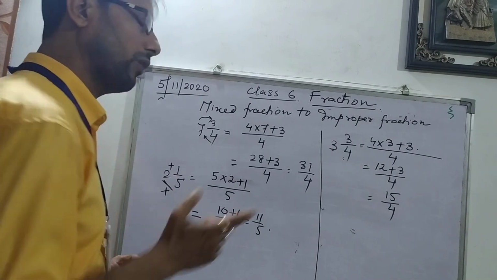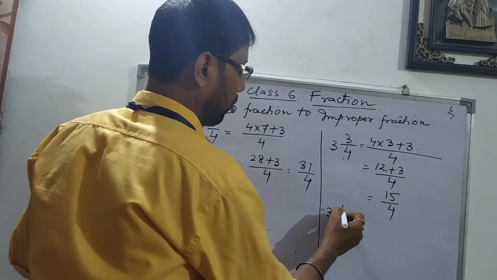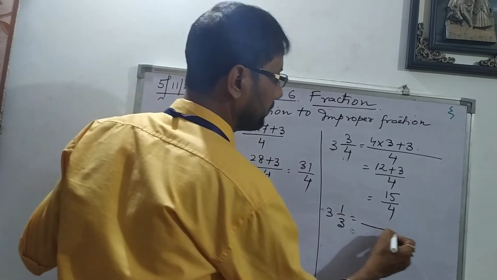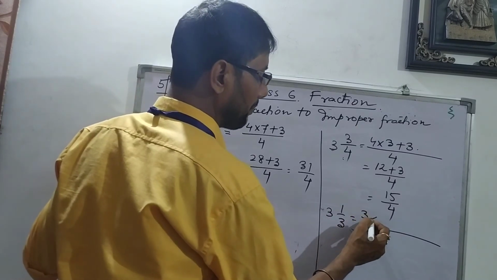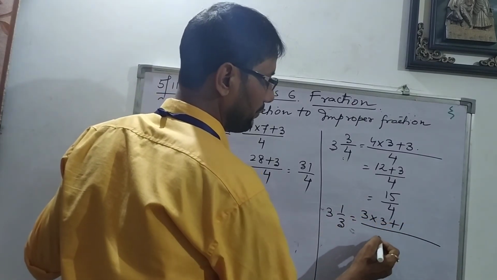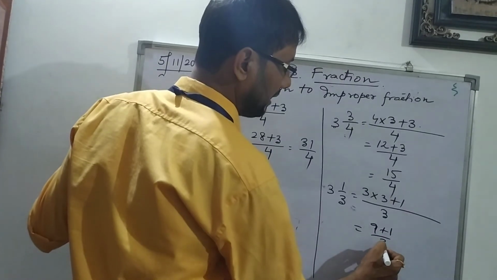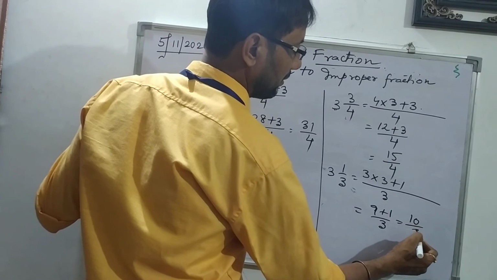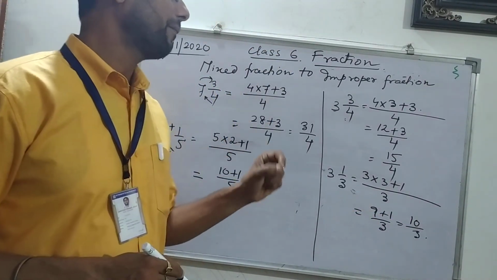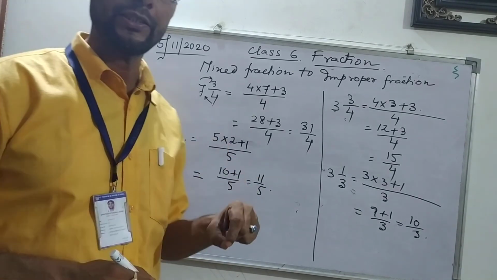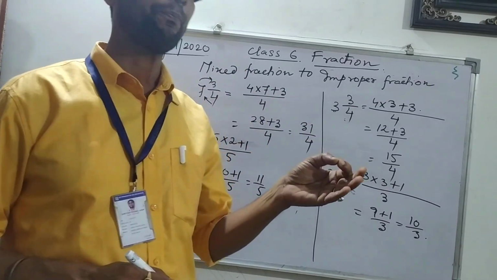Last one example. If I take 3 1 by 3, so what will I do? Here I'll multiply these two, again the same thing, 3 multiplied by 3 plus 1 by 3. So it is equal to 9 plus 1 by 3 is equal to 10 by 3. So students, in this way we convert a mixed fraction to an improper fraction, and an improper fraction to a mixed fraction.